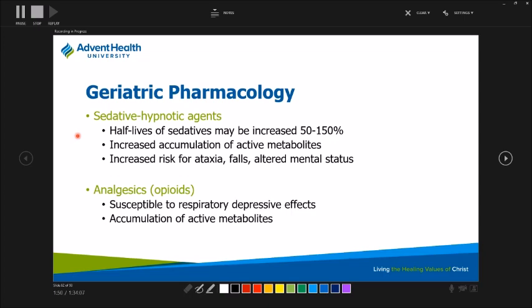Looking at things like analgesics, right? Looking at opioids. Now, if you remember, what happens with some of the analgesic effects of opioids over time?